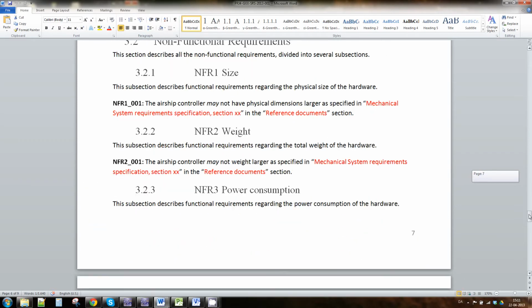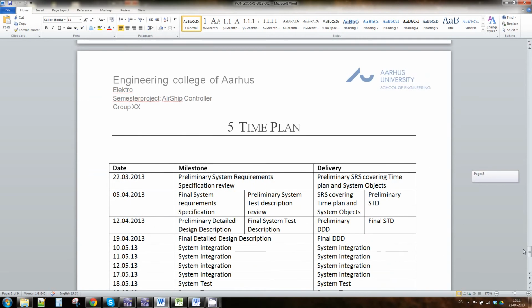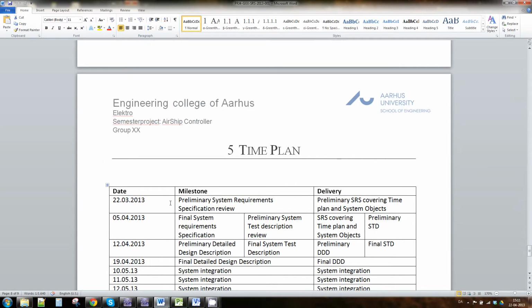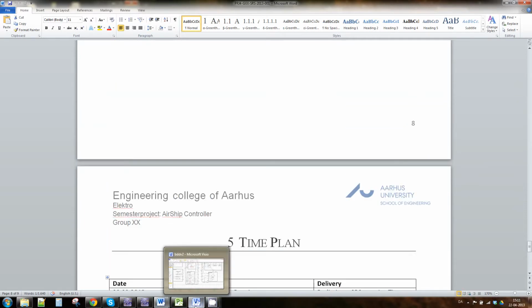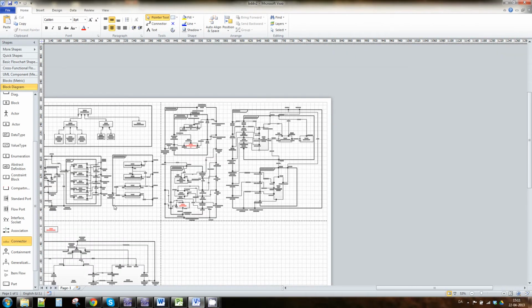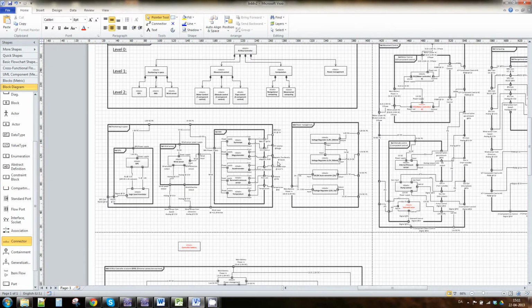All of this, of course, will be published on the website, which will be disclosed at a later point, I guess. Yeah, that is the requirements, and then some timing plans and so on. If we look at the structural diagram, I'm still working on this, so these were more meant to be showing you the design phase of it.